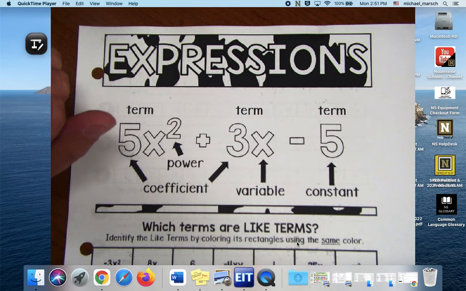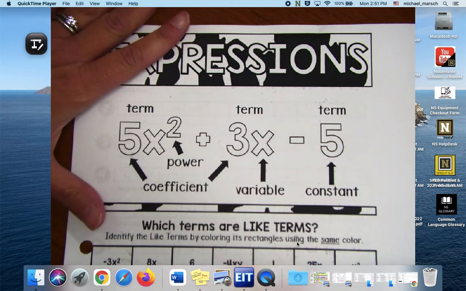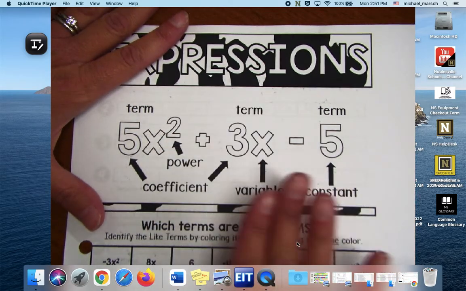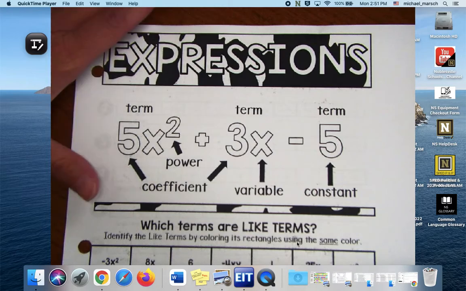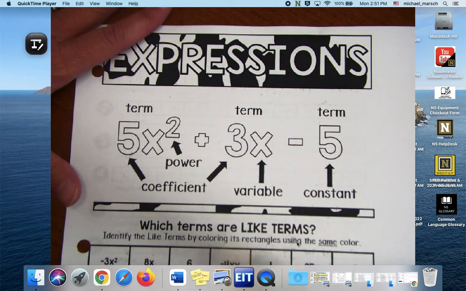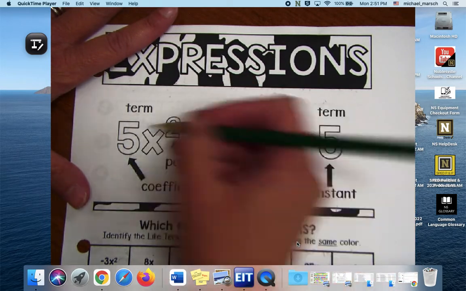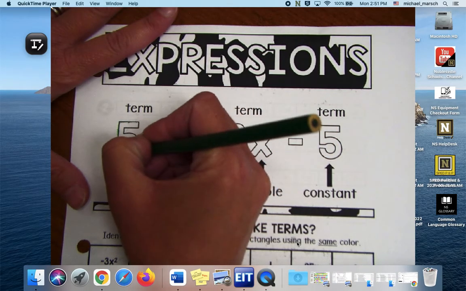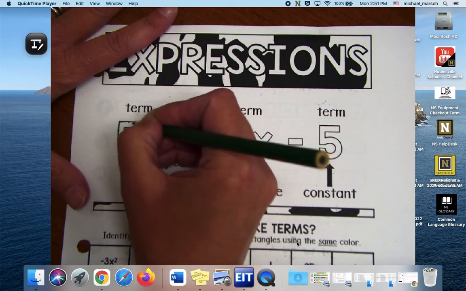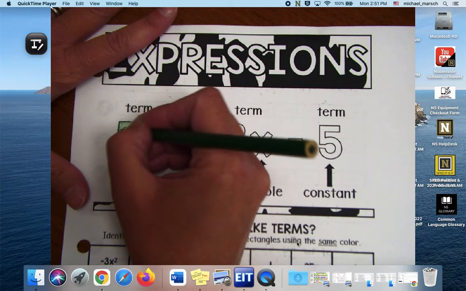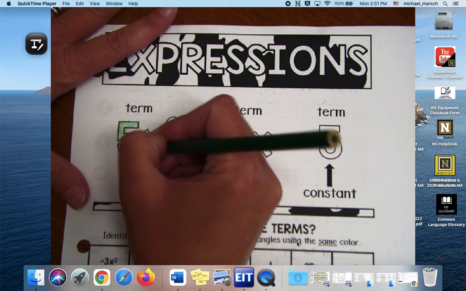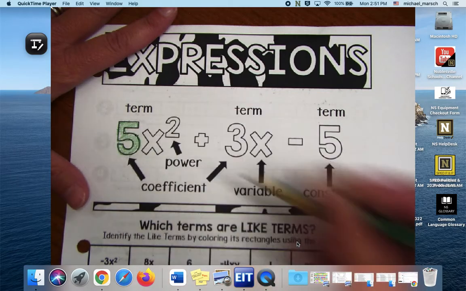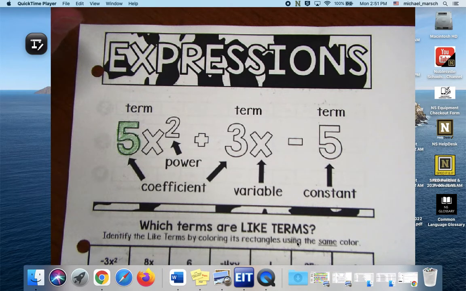Like terms. Please stop talking. We're going to take it back to the very beginning with like terms. There are some rules. First thing we're going to do is color code this expression. I want you guys to color this 5 and this 3 green, the dark green. Which green? I've said it 3 times now, the dark green.